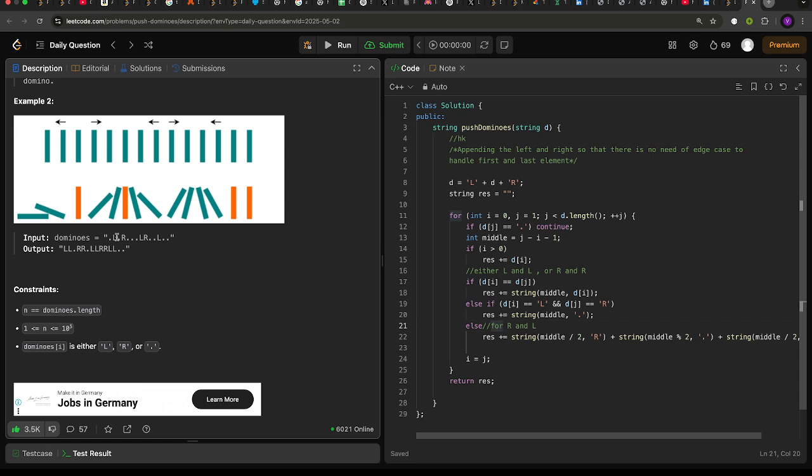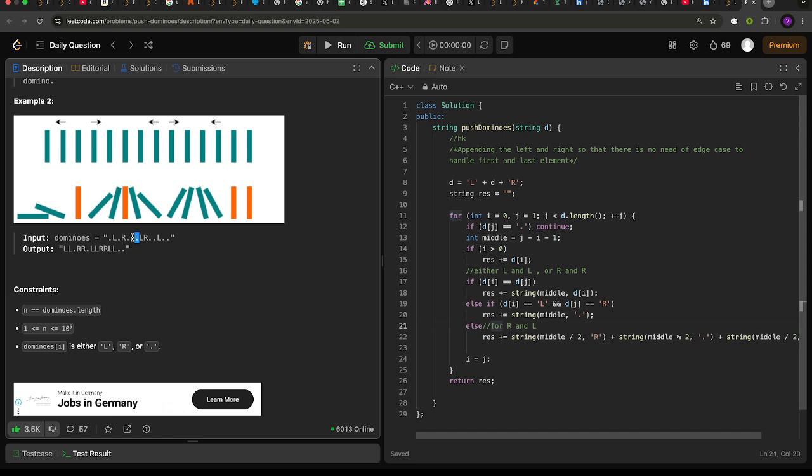So we have dot, left, dot, right, dot, left, right, dot. So this domino will fall toward the left, so this dot becomes L. Okay, so this is cool. Then as this is falling toward the left, it will not impact this middle dot, and the dot on the right side is falling toward the right, so this right domino also does not impact this middle dot, so it will remain stable or the same. Then this right domino will impact this domino, and at the same time this left domino will impact this domino.